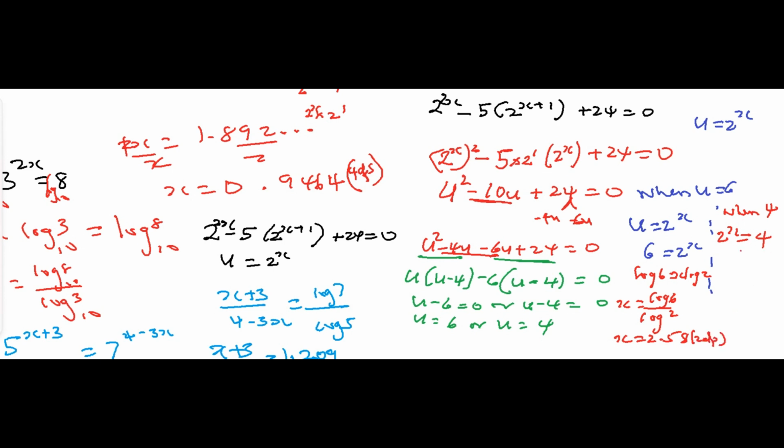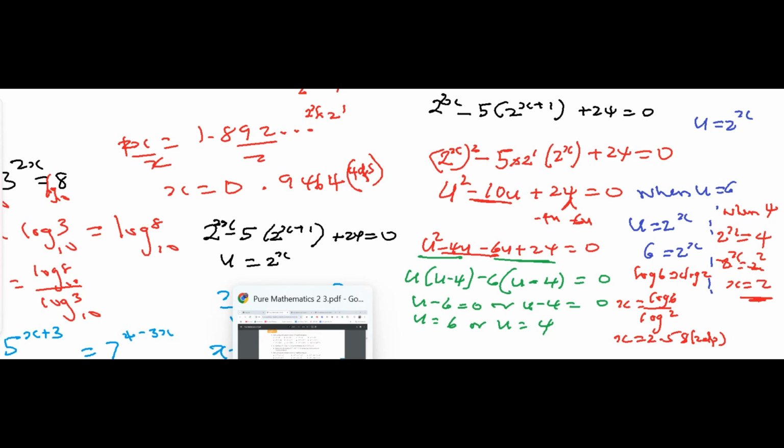And x can also be, 2^x is equal to 4, so x is equal to 2. So for this question, x can be 2.58 or x is equal to 2. That's the answer that satisfies the equation. This needs practice. Yes, just practice, practice, practice.